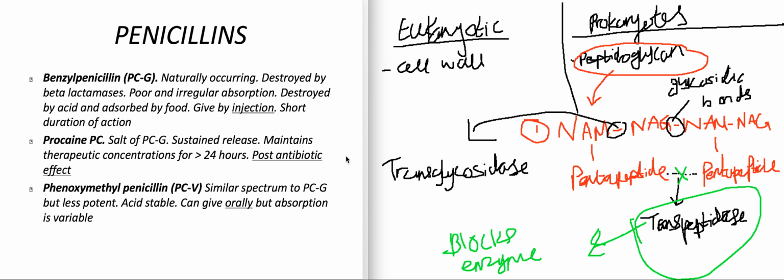Procaine is a solid version and is usually known to be effective for about 24 hours post-administration. So it's usually given as a treatment post-surgery or as prophylaxis, basically a post-antibiotic effect once post-operation to prevent further encounters of any bacteria. Phenoxymethyl penicillin has a similar spectrum to PCG but is less potent and acid stable. You can give it orally, but absorption is variable.